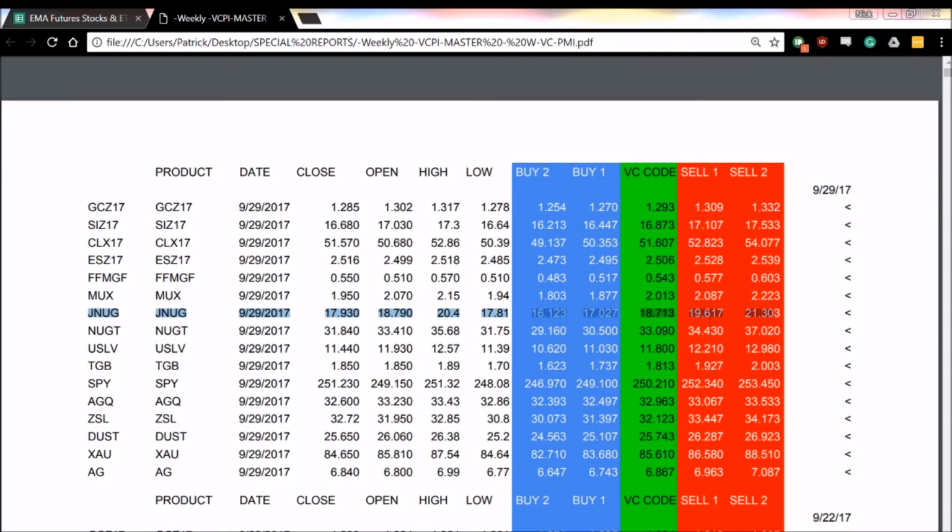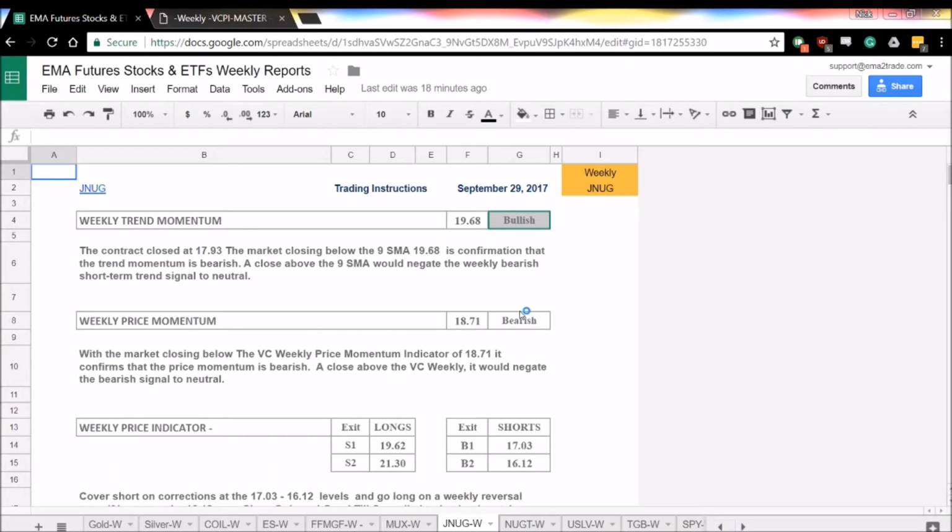When you subscribe to the service, you have access to all this information a day, a week, a month ahead of time, because these are prospective numbers that we use to trade ourselves. In addition, to identify further the different components in the VC price momentum indicator, we expand upon a written report in which we transparently share the indicators that we use.